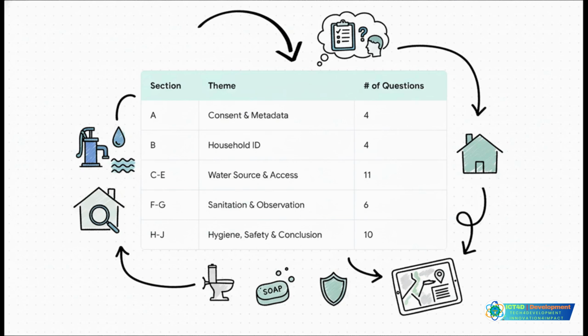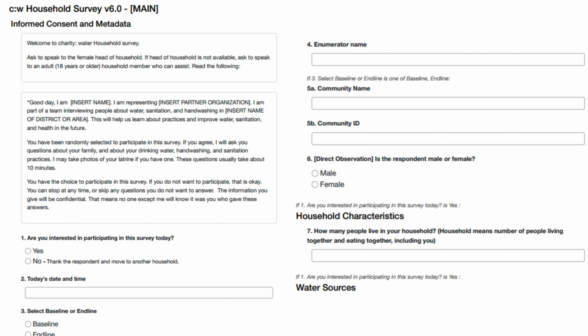This is just a brilliant way to structure a survey. Instead of hitting someone with 35 questions all at once, you break it down into these logical, bite-sized chunks. See the flow? You start with the polite stuff, consent and info, then you get into the real meat of it, water, sanitation, and then you wrap it all up. It just makes sense.